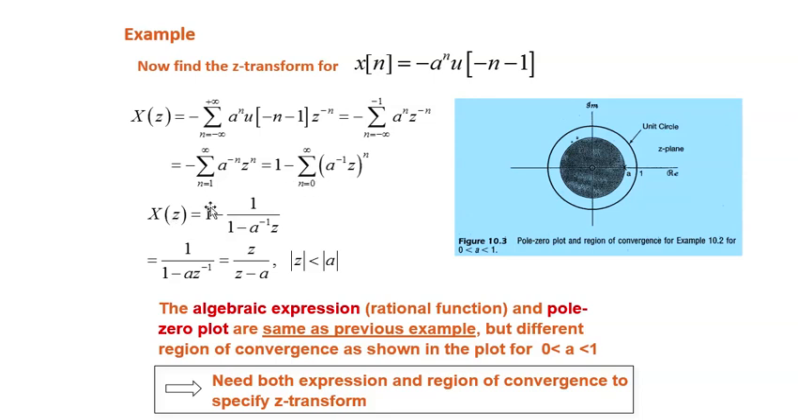So my final answer will be 1 minus 1 over 1 minus a to the power of minus 1 z, which if we simplify it is z over z minus a, right? As simple as that, I could find the Z transform of this more complicated looking function, and we saw that it will be equal to z over z minus a when z has to be smaller than a.